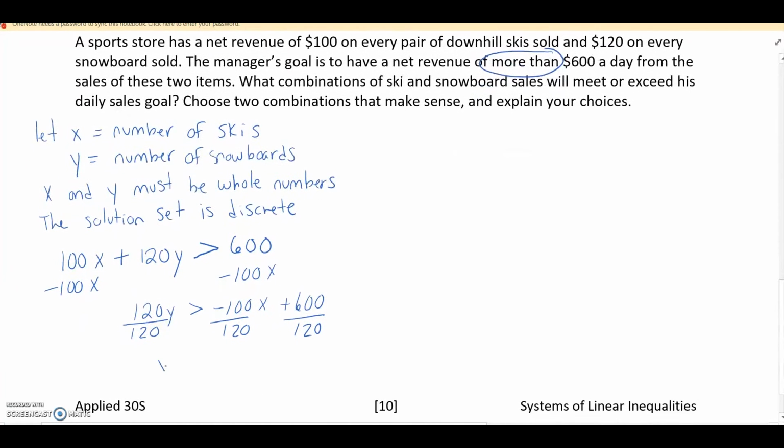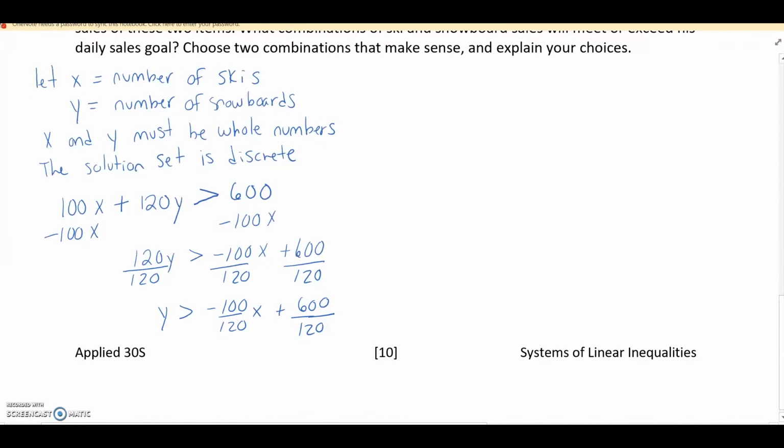And we've got y is greater than minus 100 over 120x plus 600 over 120. Now, can I simplify these? Sure. Do I have to? No. Okay, there's no reason why you would have to do that. Using your graphing calculator, you're going to solve for your x-intercept and your y-intercept, and then we can graph this. So let's take out our graphing calculator and do that.